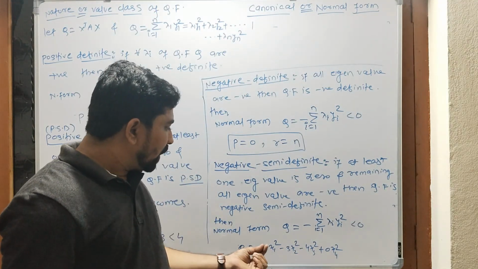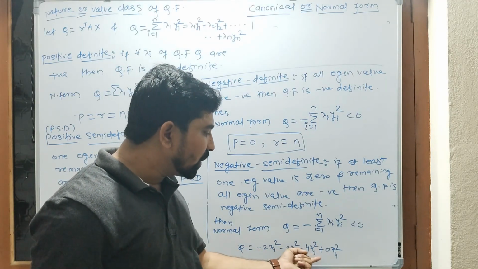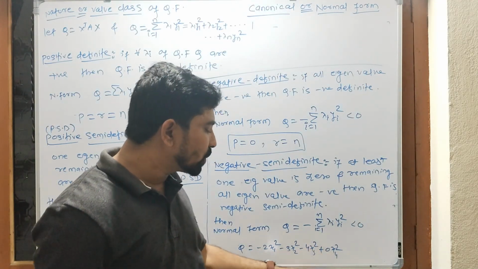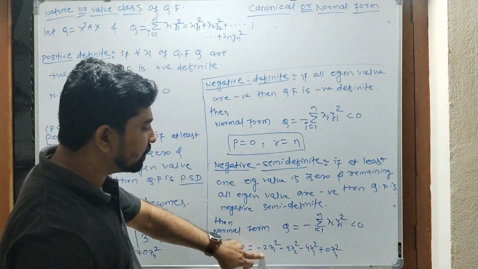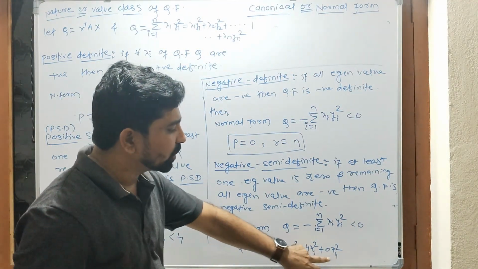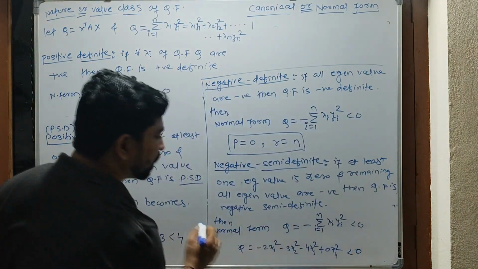But here lambda 1 is negative, lambda 2 is negative, lambda 3 is negative. This is 0 times x4 square. This is a minus term, this is a minus term, this is a minus term, this is a 0 term, no effect. So this is less than 0.